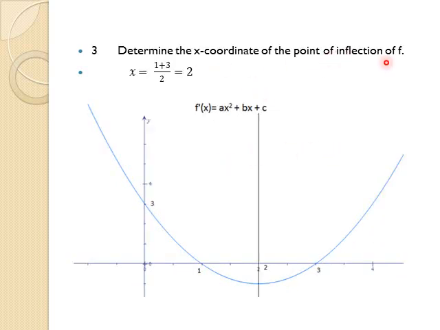Determine the x-coordinate of the point of inflection. So in simple terms, the axis of symmetry of a parabola is also my point of inflection. So there I can just say 1 plus 3, which gives me 4, divided by 2 always, equals 2. So there's my point of inflection.